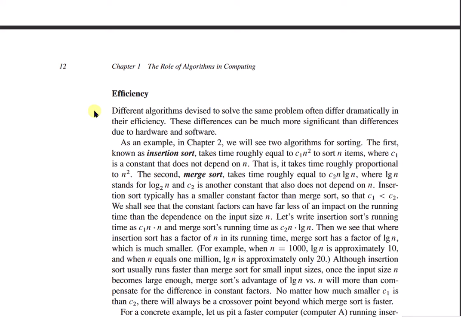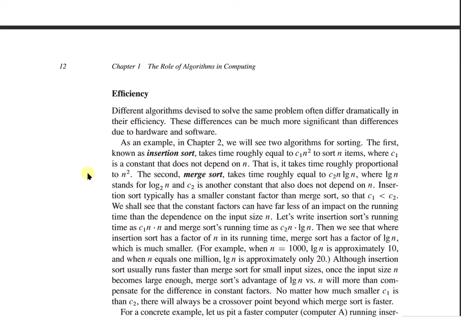Different algorithms devised to solve the same problem often differ dramatically in their efficiency. These differences can be much more significant than differences due to hardware and software. As an example, in chapter 2, we will see two algorithms for sorting. The first is known as insertion sort. Okay, we are encountering the first algorithmic names. Till now, they had kept it too general. Insertion sort takes time roughly equal to C1 n squared to sort n items, where C1 is a constant that does not depend on n. That is, it takes time roughly proportional to n squared.